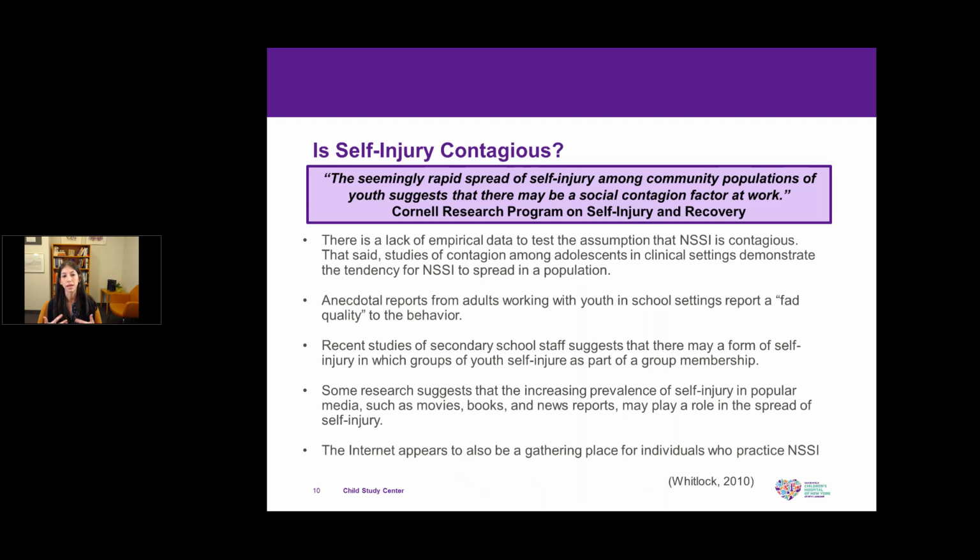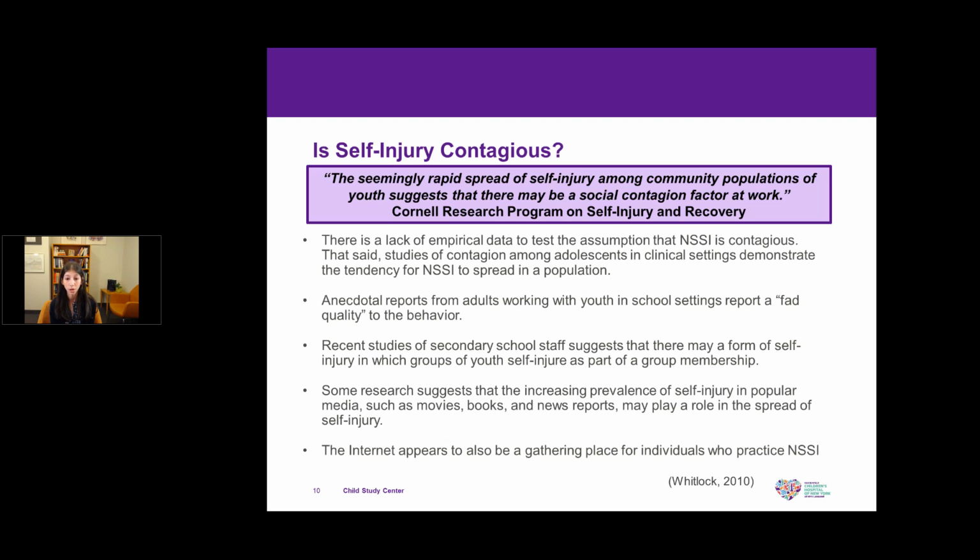So often people want to know, is self-injury contagious, right? I took a quote from the Cornell Research Program on Self-Injury and Recovery that states that the seemingly rapid spread of self-injury among community populations of youth suggests that there may be a social contagion factor at work. As you can see, I then go on to say that there is a lack of empirical data to test this assumption, but that said, studies of contagion among adolescents in clinical settings demonstrate that there is a tendency for NSSI to spread in the population.